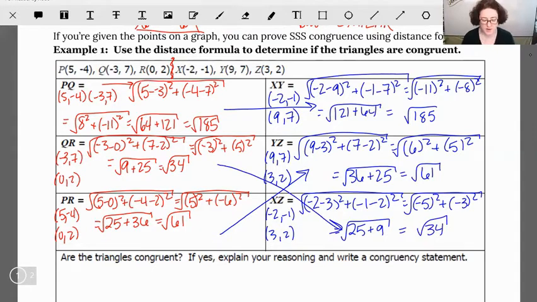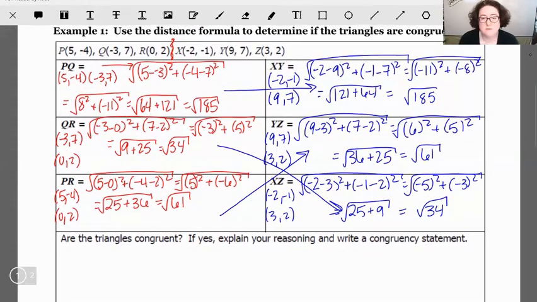Now things were kind of tweaked around a little bit. So our triangles are definitely congruent. Our reasoning, well, 3 of our sides equal 3 of the sides. And if all we need are the side lengths to prove these congruent, well, then we have congruent triangles. So let's see here. All right, so let's do our congruent statement now.